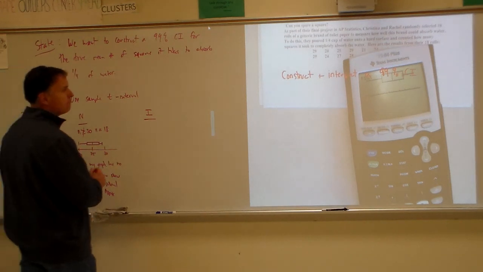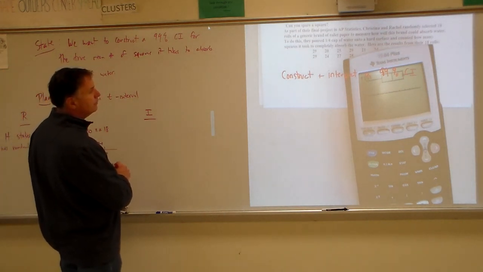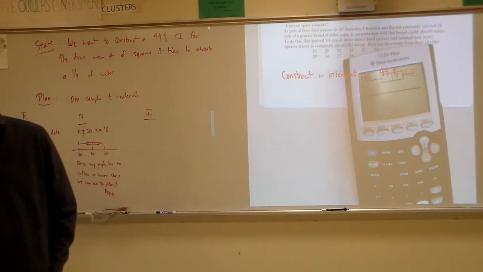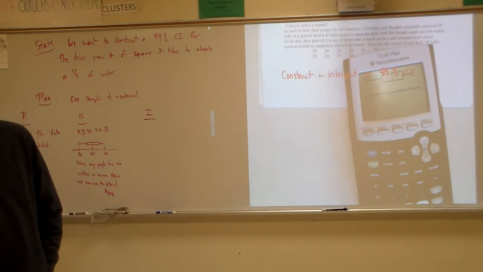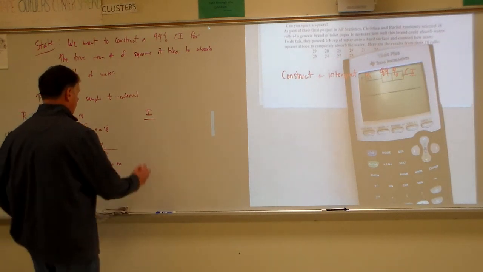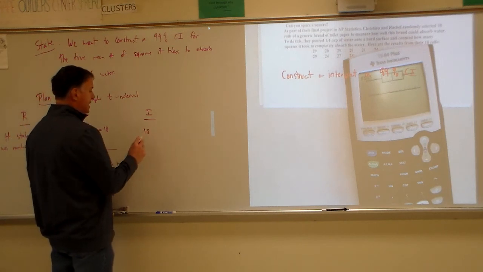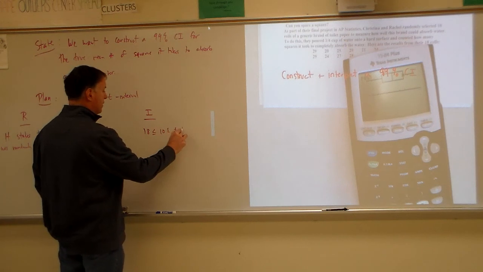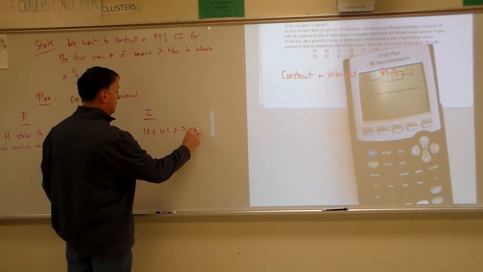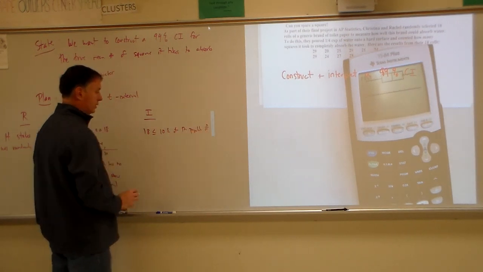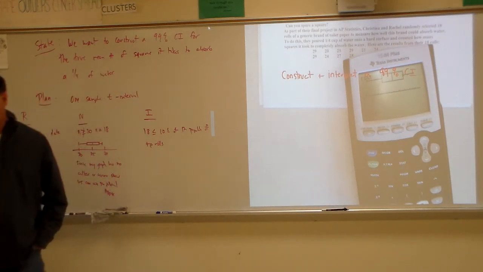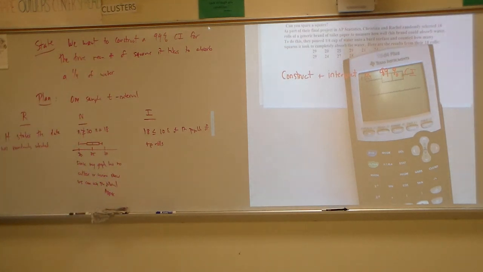Independent. Ready? What do we want to say for independent? We're going to say that 18 rolls is less than or equal to 10% of the population of TP rolls, 180 rolls. Okay, we're talking about a sample that's less than or equal to 10% of the population.